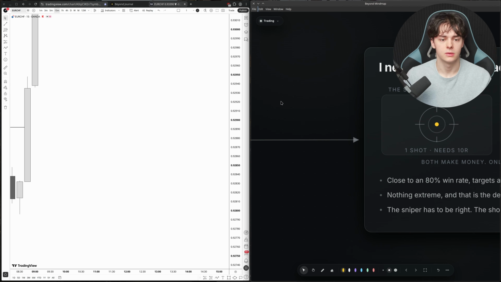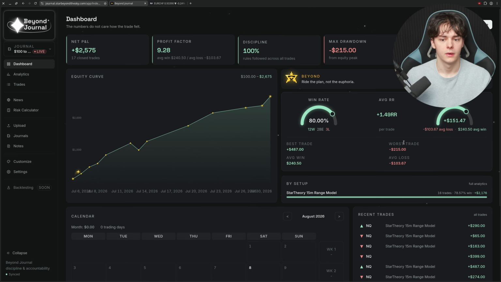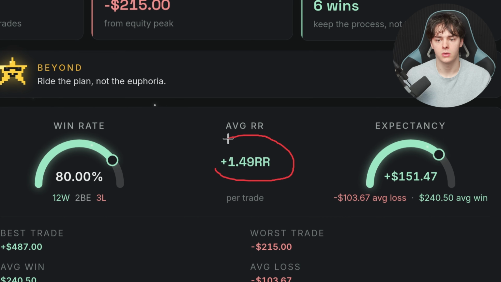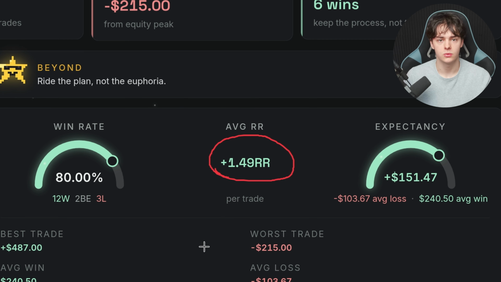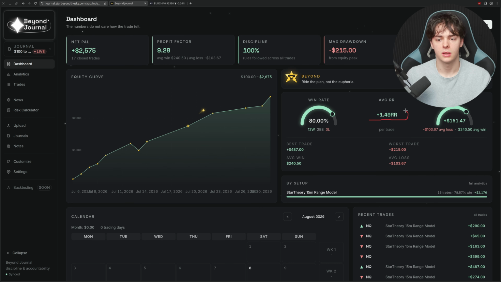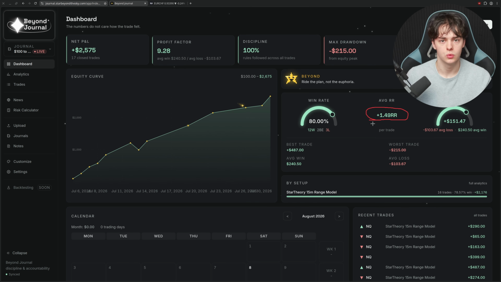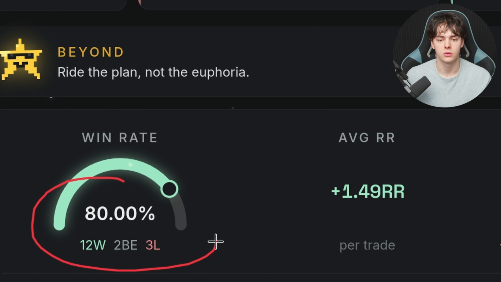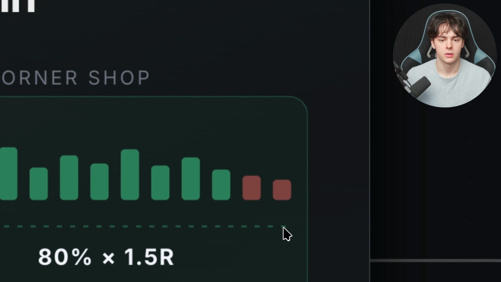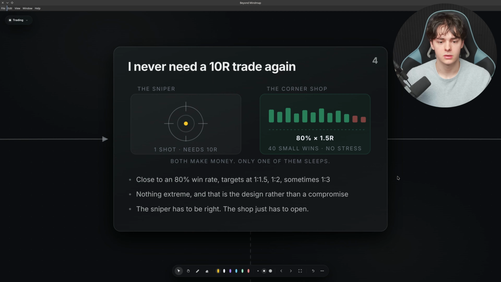And as you can see, if we go back into my journal, you will quickly realize my average RR is quite low. We are barely shooting even for a 1.5. Of course, I would like to have this a little bit more towards the 2, perhaps even 3, but this is all that you really need. That is why I was able to achieve an 80% win rate. So if we go back, you can see I'm not targeting something crazy. I like to go for rather small wins over time, as I know that they're going to be compounding.